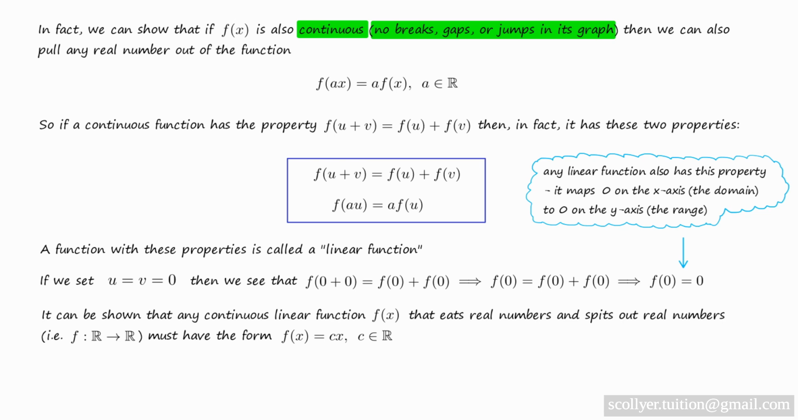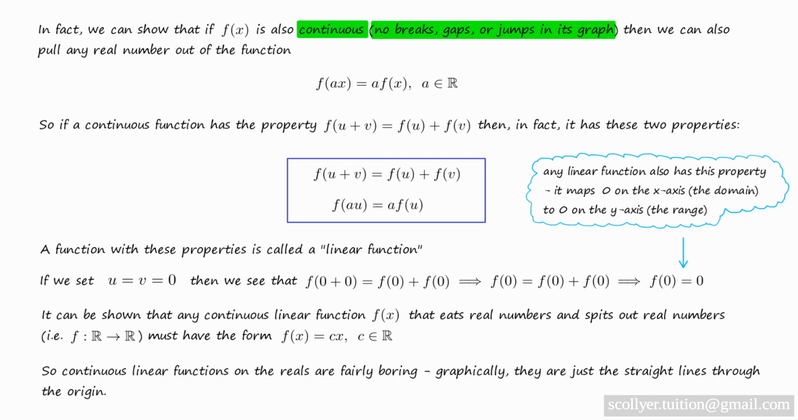Now, it's somewhat difficult, but it can be shown that any continuous linear function that eats real numbers and spits out real numbers must have the form f of x equals cx for some real number c. And so continuous linear functions on the reals are boring functions. Graphically, they are just the straight lines through the origin, i.e. they look like this.